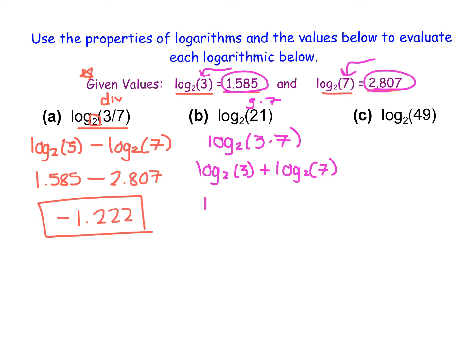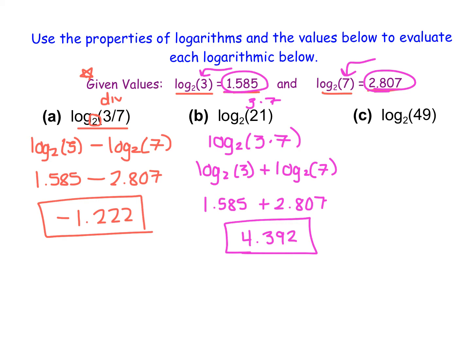Now from here, all we need to do is substitute in the values that we were given and simplify. So we have 1.585 plus 2.807. And if I add those together, I end up with an answer of 4.392. So again, we were able to use properties of logarithms tied together with some given values in the problem.